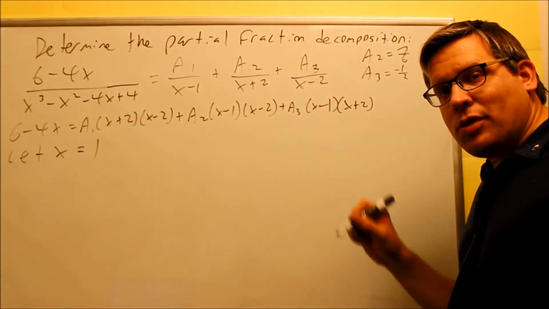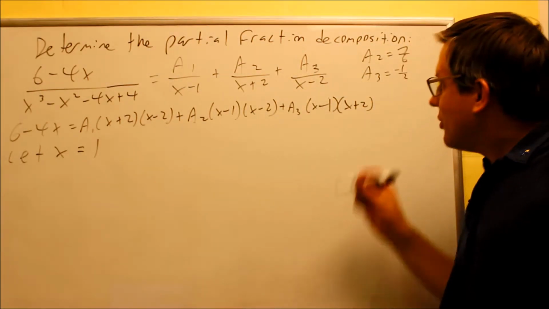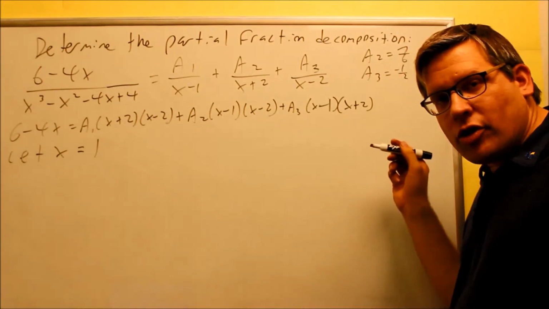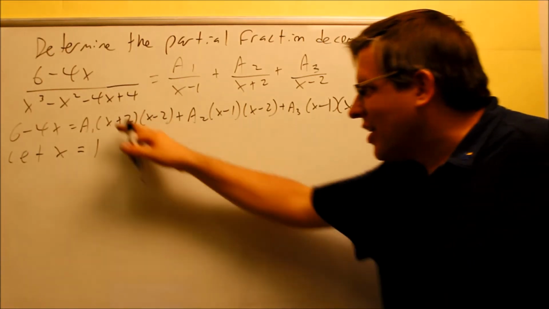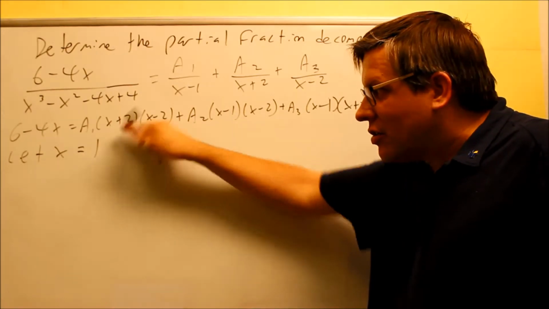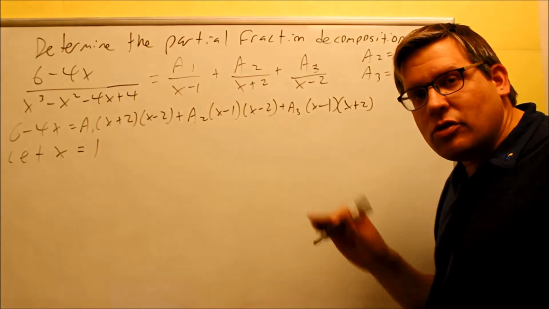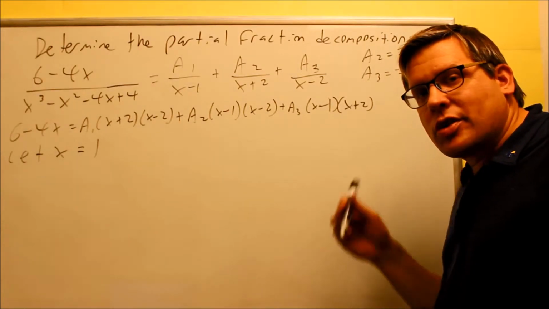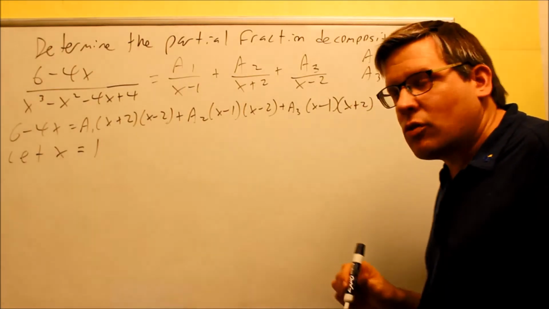By the way, you can pick these numbers in any kind of order. It just means that you'll solve for different coefficients in a different order. So it doesn't really matter that I started with the value of negative 2 first; I could just as easily have started with 1. It doesn't matter the order in which you put these convenient values in. Now let's do x is equal to 1.